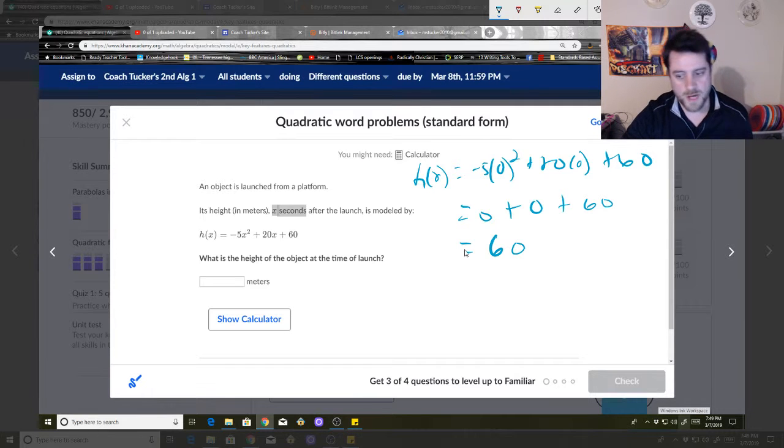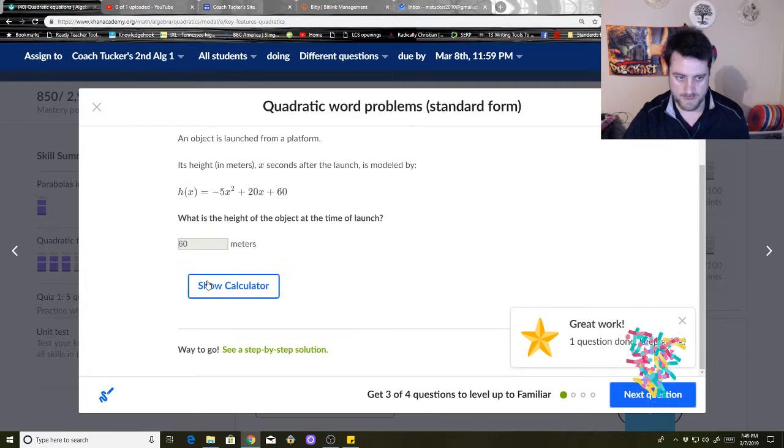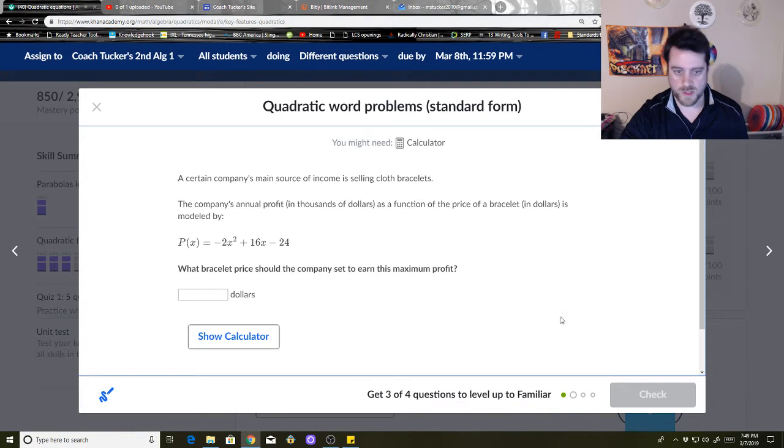So what is the height of the object at the time of launch? 60 meters. There we go. Let's go through a few more.